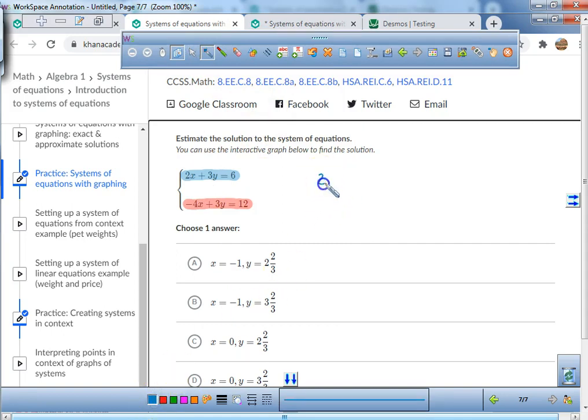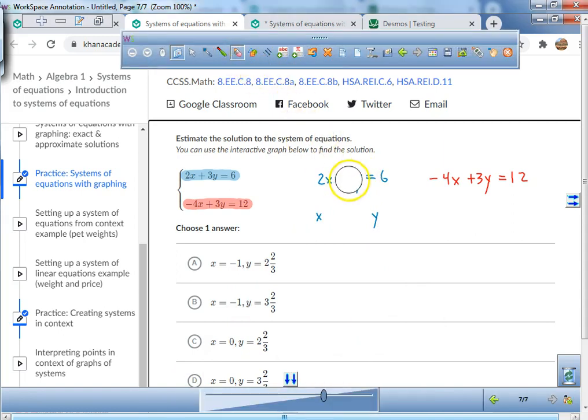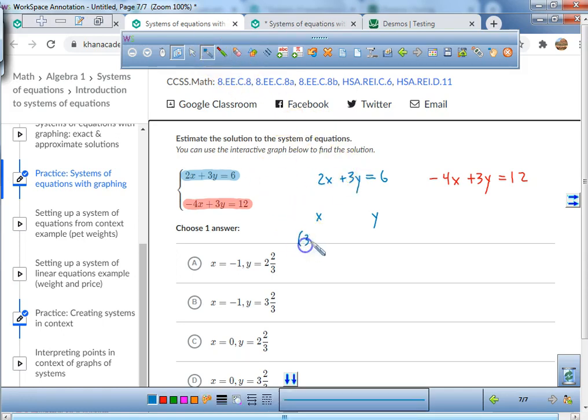All right, so here we go. 2x plus 3y equals 6. Negative 4x plus 3y equals 12. Once again, I'm doing the old cover-up method. I'm going to find my x-intercept and my y-intercept. So I just cover it up. What's 6 divided by 2? 3. Boom. 3, 0. That's my x-intercept.